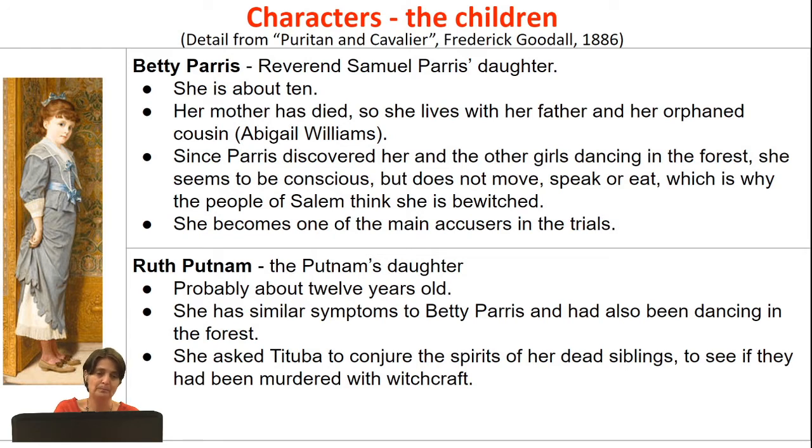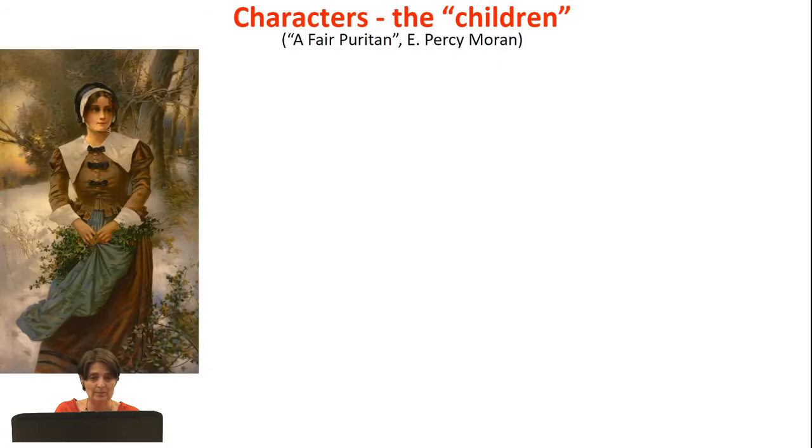Ruth Putnam is the Putnams' daughter. She's probably about 12 years old in the play. She has similar symptoms to Betty and was also seen dancing in the forest. And in addition to that, she had asked Tituba to conjure up the spirits of her dead siblings so that they could find out whether or not her siblings had been murdered by means of witchcraft.